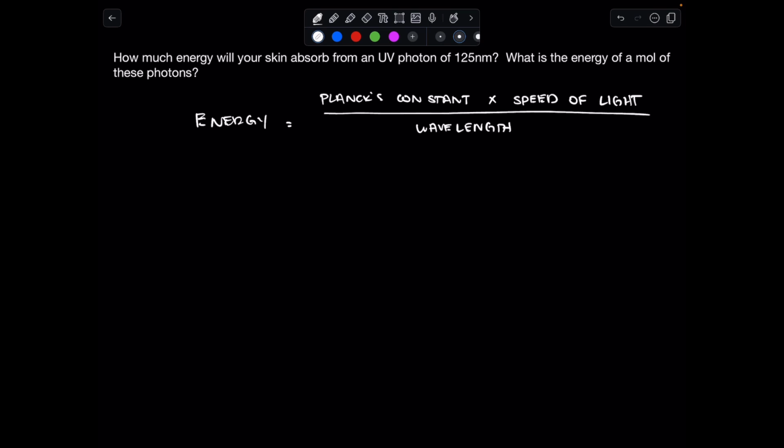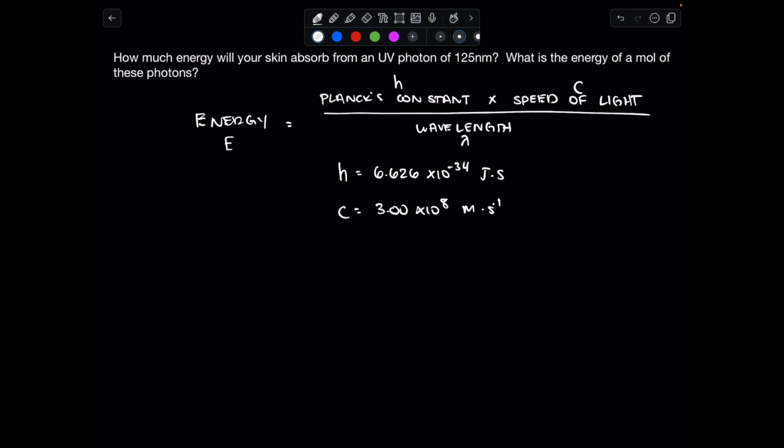Now both Planck's constant and speed of light are two constants that we're going to use. So Planck's constant, which is also h, is equal to 6.626 times 10 to the minus 34 joules times seconds. And our speed of light, which is also c, is going to be used as 3.00 times 10 to the 8 meters per second. Our wavelength is going to be lambda. So now let's plug in the values that we know for this.